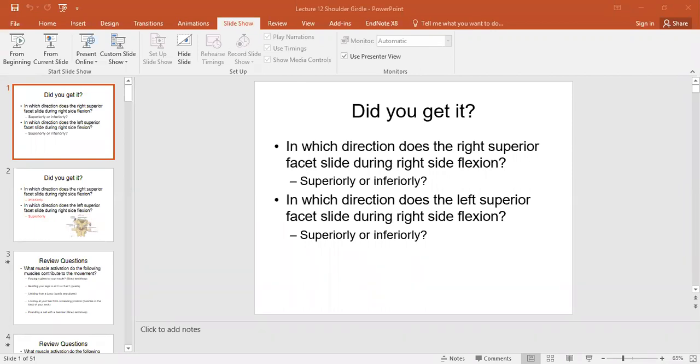Oh, look at that. I got little arrows. Always forget when I add these things. Okay.